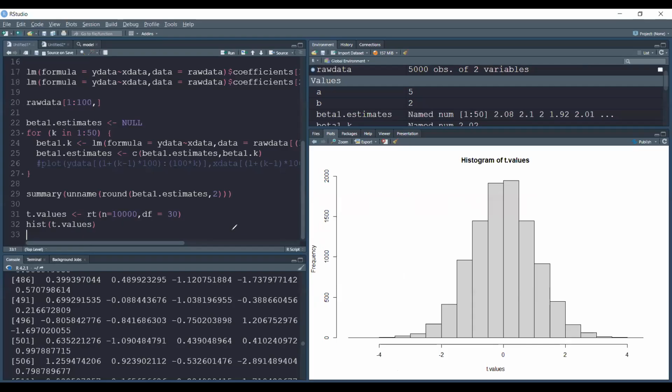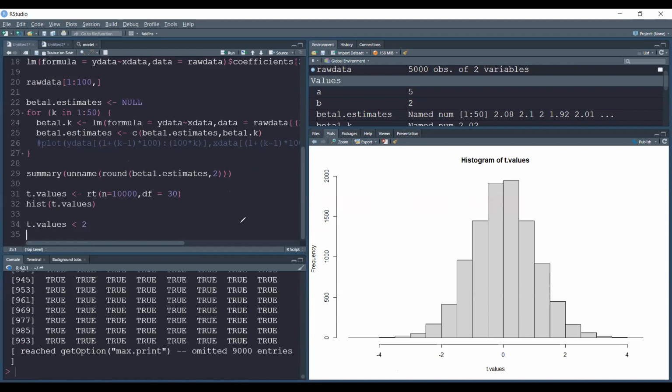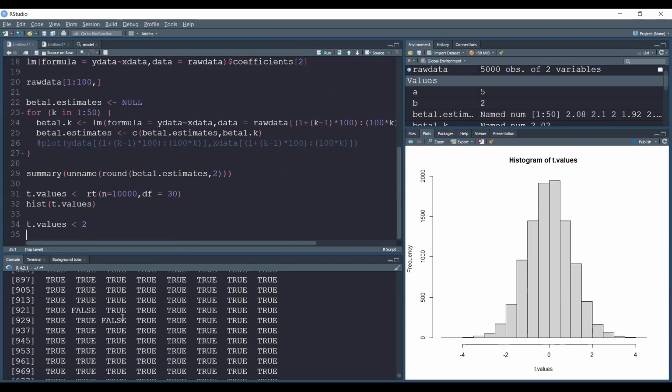So what do I need to ask? What if I do t values, and there's probably an easier way, less than 2? Look, this is one way. It's a long way of doing it. But you see all these trues? Some of them are false. So you could actually count the number of trues and divide by 10,000.